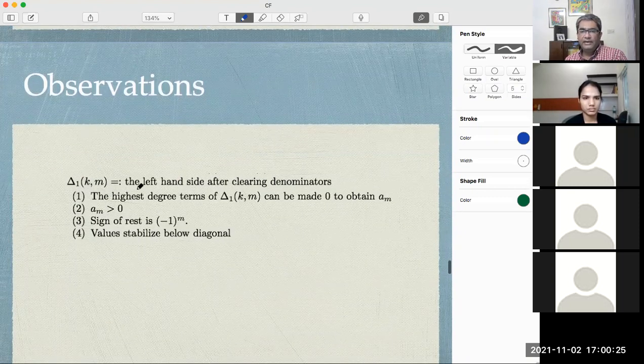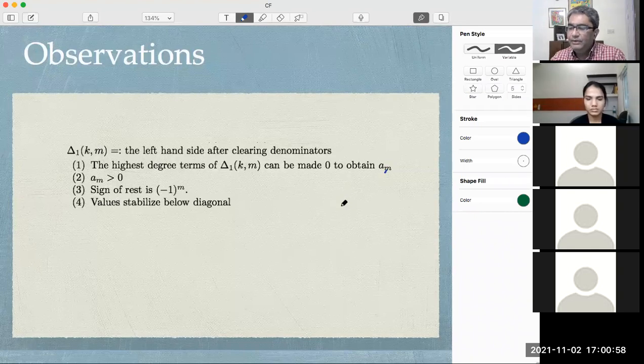Again, delta 1 is the left hand side after clearing denominators. The highest degree terms can be made 0 to obtain Am. So you can go systematically, do A1, A2, A3. Always the highest degree term, you make it 0, and that gets you the Am. Am is always positive. The sign of the rest alternates. So first you get a lower bound, then an upper bound, then a lower bound, upper bound, lower bound as you go across, and values stabilize below the diagonal.